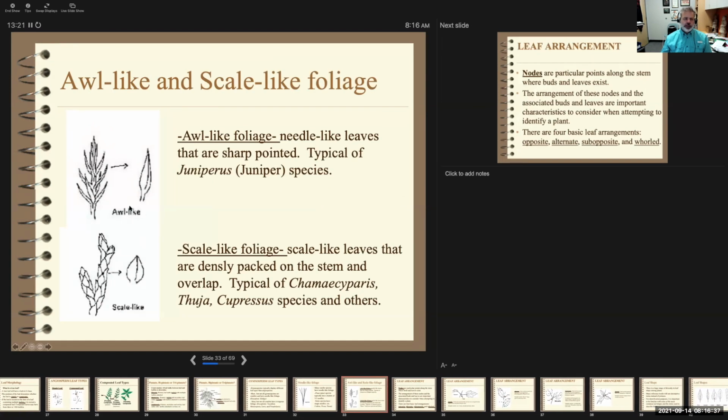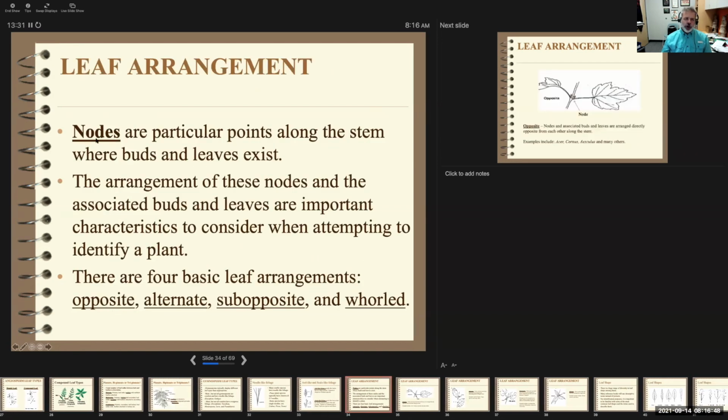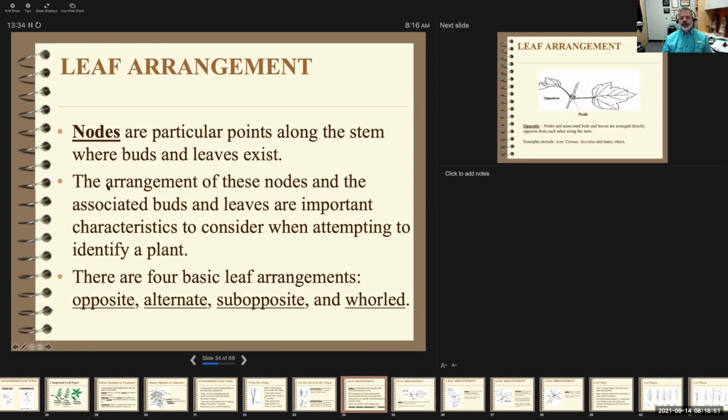But you'll also see other ones. Here's some awl-like foliage, scale-like foliage. We don't need to get into the weeds on this too much, but you do need to know that these kinds of things exist. Nodes are particular points along the stem where buds and leaves exist. And so that's what we're looking at to see if there's a simple leaf or a compound leaf. We're looking for that node where that bud is. But the arrangement of those buds or nodes is important to help us figure out what the leaf arrangement is.